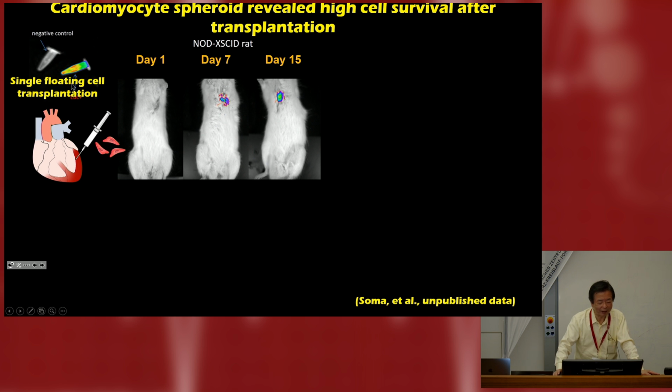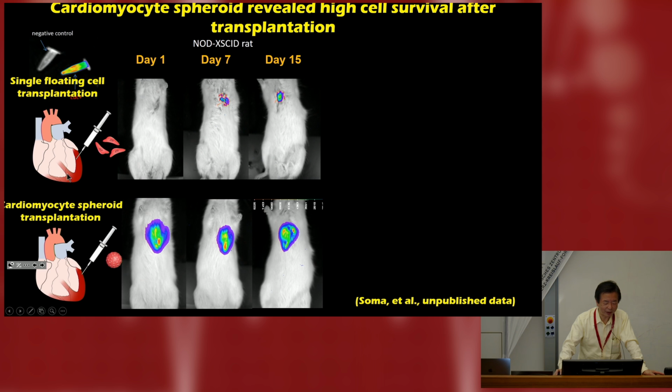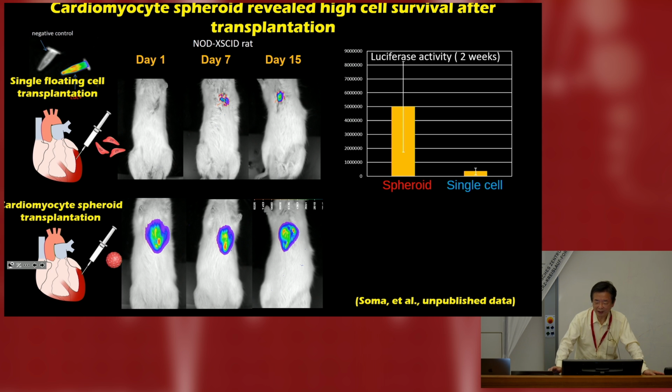In this experiment, we introduced a luciferase gene into the cardiomyocyte and transplanted them to the heart. The lower panel indicates cardiosphere transplantation. We transplanted the same number of cardiomyocytes, but results were drastically different. Cardiosphere transplantation strongly augments the cell survival after transplantation.